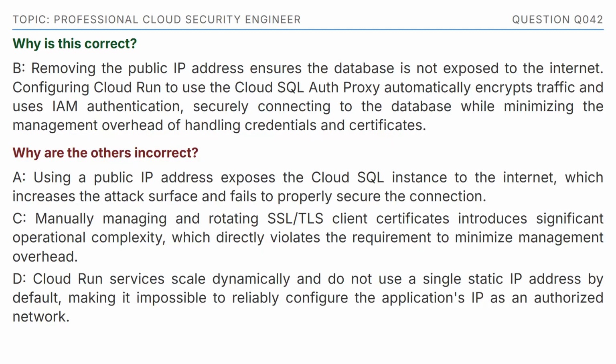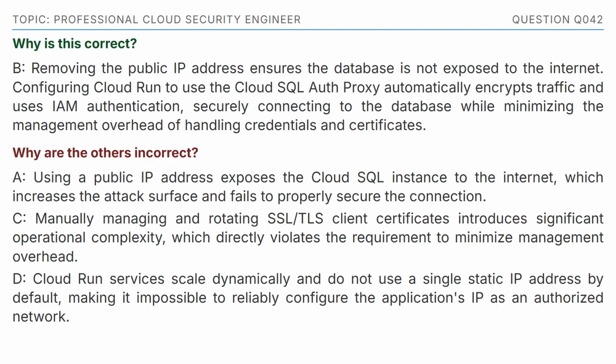Why is this correct? B. Removing the public IP address ensures the database is not exposed to the internet. Configuring Cloud Run to use the Cloud SQL Auth proxy automatically encrypts traffic and uses IAM authentication, securely connecting to the database while minimizing the management overhead of handling credentials and certificates.